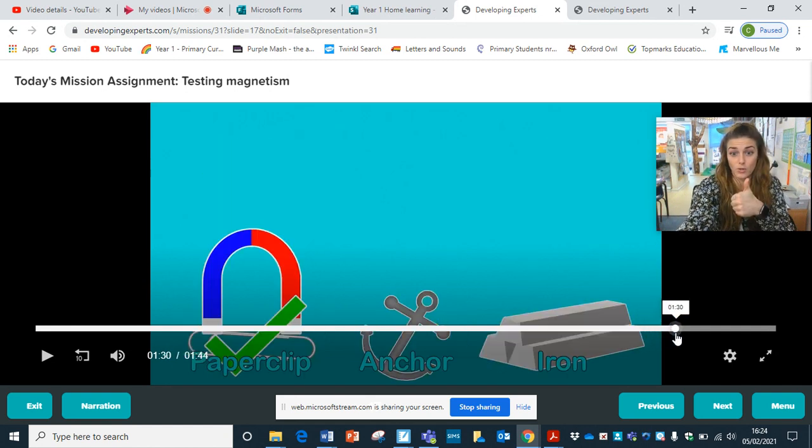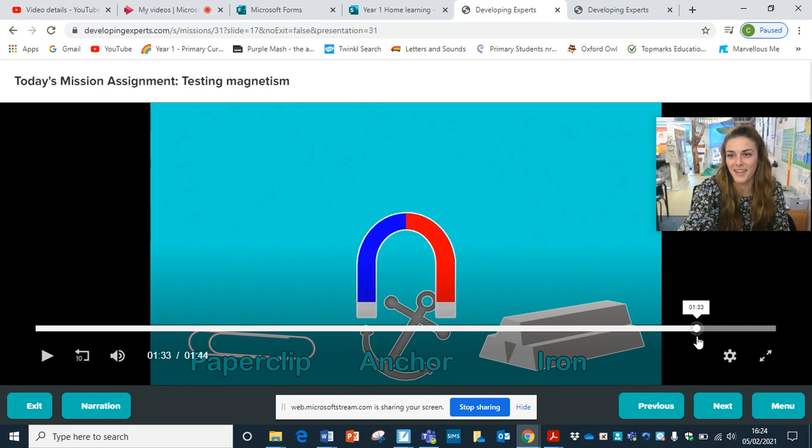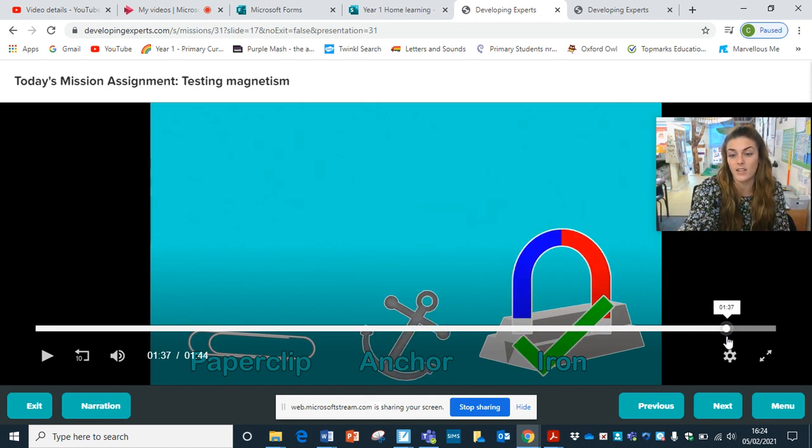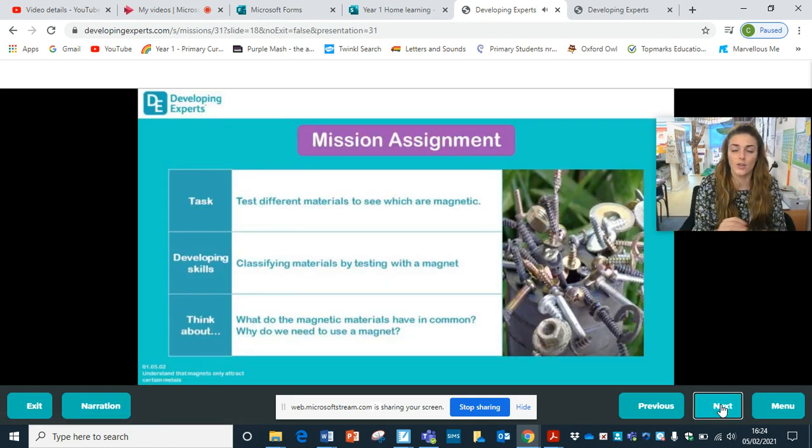Then we've got a paper clip which should work, an anchor which I don't think any of you will have, but there you go as an example, and then some iron, so any objects that are made of iron or certain metals should stick as well. Okay, so your assignment, your mission, you're going to test different materials to see which ones are magnetic, and then you're going to classify them. That just means you need to identify which ones are magnetic and which ones are not. You have to almost sort them and say that is magnetic, that is non-magnetic.